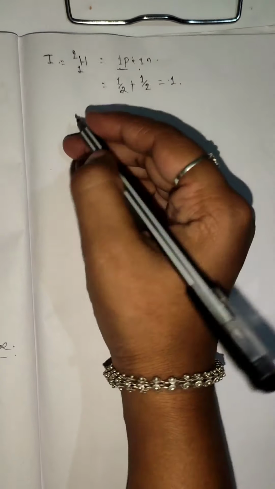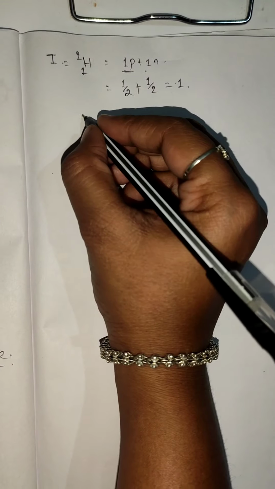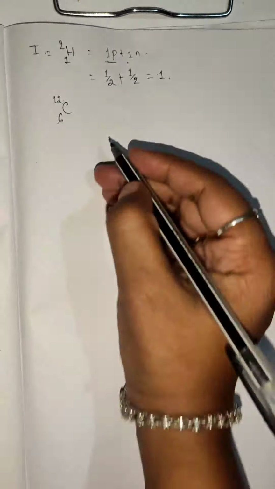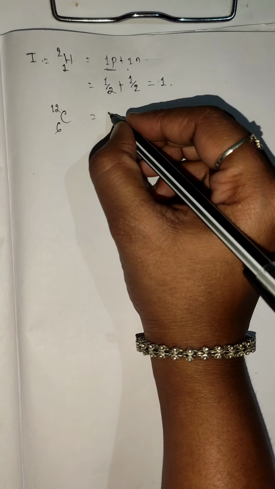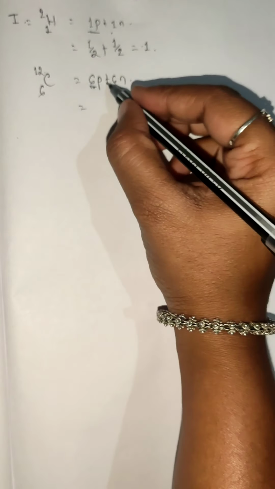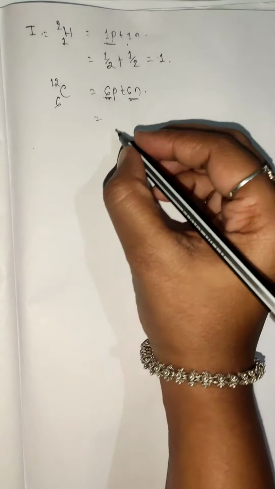Now if we calculate another value, that is C 6 12. As we all know, carbon 12 has 6 protons plus 6 neutrons, and they are paired with each other and cancel out. So that's why the value is 0.